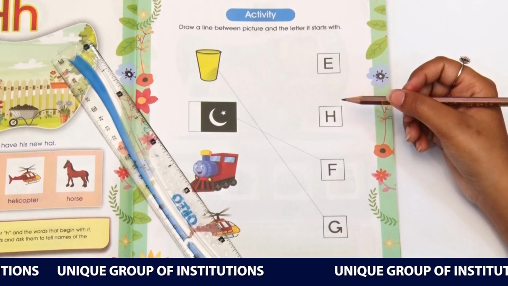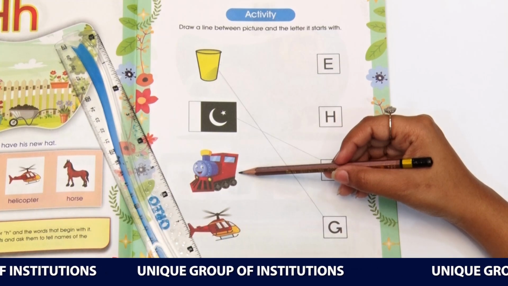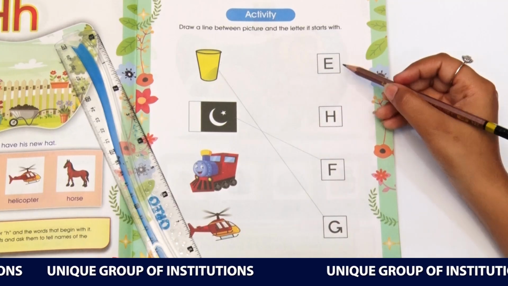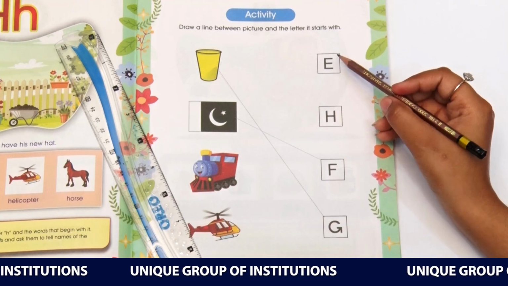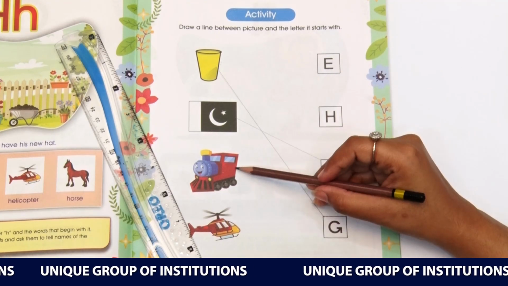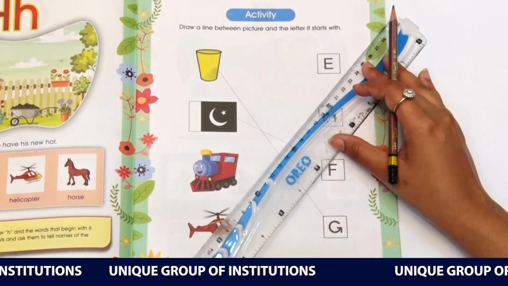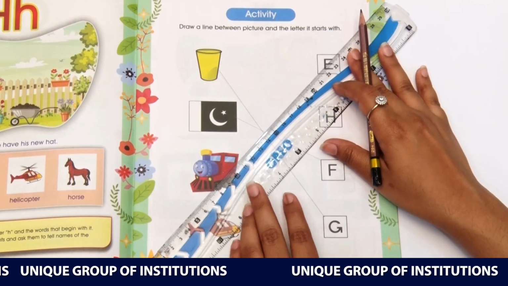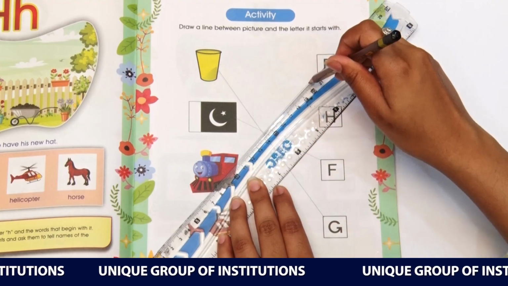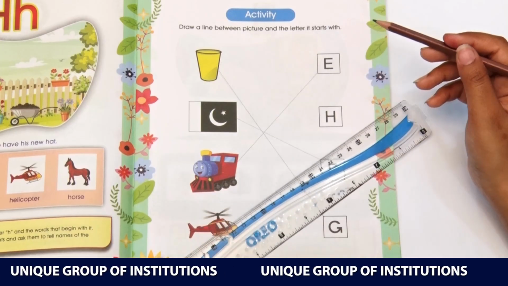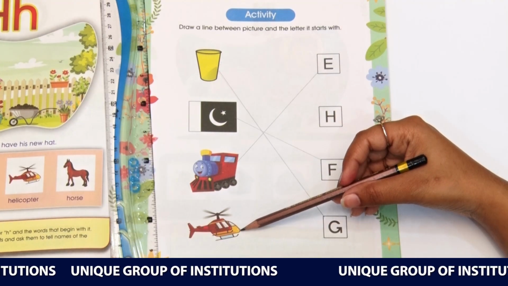Very good. Next we have the picture of an engine. It's engine. Engine. Wow, my dears. The first letter gives the sound of engine. So we have to draw a line between the picture and the letter it starts with. Engine. Very good. Next we have a helicopter.